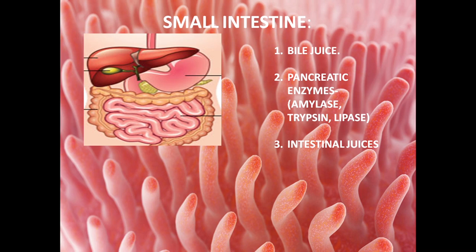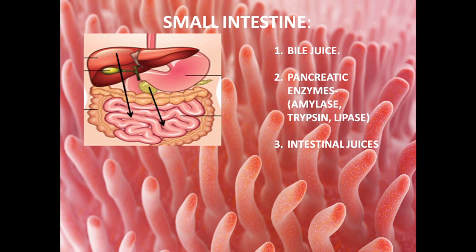The small intestine receives two main secretions. The first one is the bile juice. We know where we get the bile juice from: yes, it's from the liver. Then the next secretion the small intestine receives is the pancreatic enzyme from the pancreas. Next is the intestinal juice, which is secreted by the small intestine itself. So these are the three secretions.